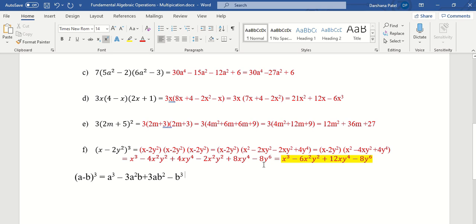Okay, if you were to plug that formula here, we will get x cubed. That's what we have here, minus 3 times x square times 2y square. So that will be negative 6x square y square. Plus 3ab square, so plus 3 times x times this square. So that will be 3 times 4, so 12, x stays x, and y square will be y to the 4. So 12xy to the 4, that's what we have. And lastly minus b cubed, so minus (2y square) cubed, so that's 8y to the 6, and that's what we have. So if you knew the formula, you can directly write from here to the final answer. If you're not sure, you'll do something which I just did.